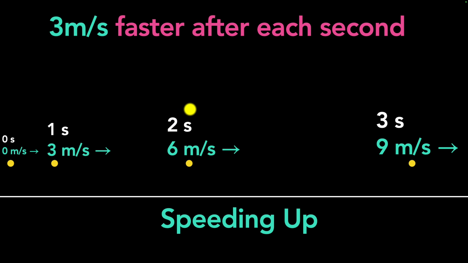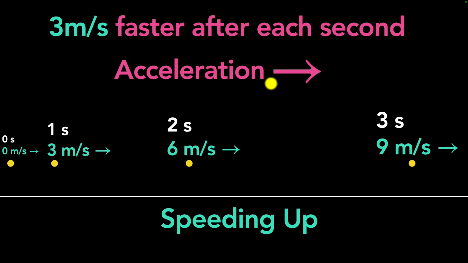How do we know the direction of the acceleration? Well, whenever an object is speeding up, it's going faster, its acceleration is in the same direction as the velocity. So in this particular case, the velocity is to the right, so its acceleration would also be to the right. So whenever things are speeding up, whenever things are going faster, acceleration has the same direction as velocity.